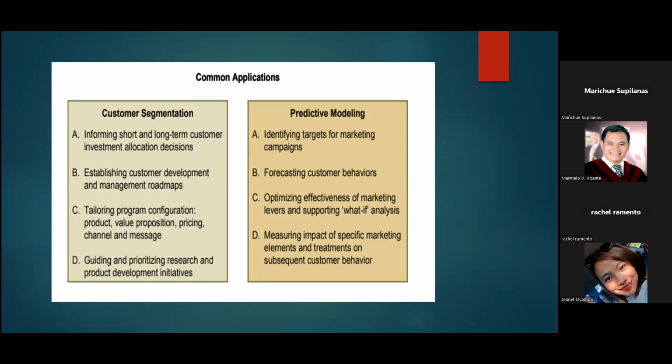And last, for customer segmentation, letter D, guiding and prioritizing research and product development initiatives. A comprehensive segmentation solution would highlight the fact that individuals have different product needs and usage patterns. Customers in one segment may use a company's full portfolio of products quite frequently, while customers in another segment may only have a need for a single product that is used sporadically.